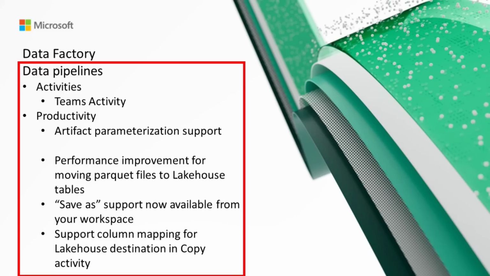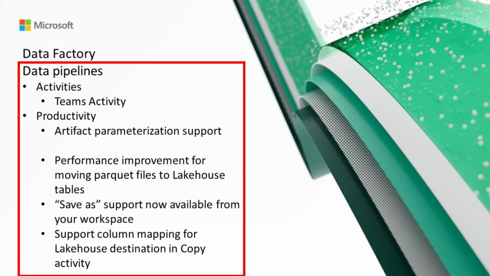Performance improvements for moving Parquet files to Lakehouse tables. We've made more performance improvements when copying Parquet files to your Lakehouse. Save As support now available for your workspace. Save As is now supported by data pipelines for your Data Factory workspace. When you are in your workspace, you can use the selection menu to save a new copy of your pipeline. This will allow you to build upon or edit existing pipelines without having to completely rebuild a data pipeline.